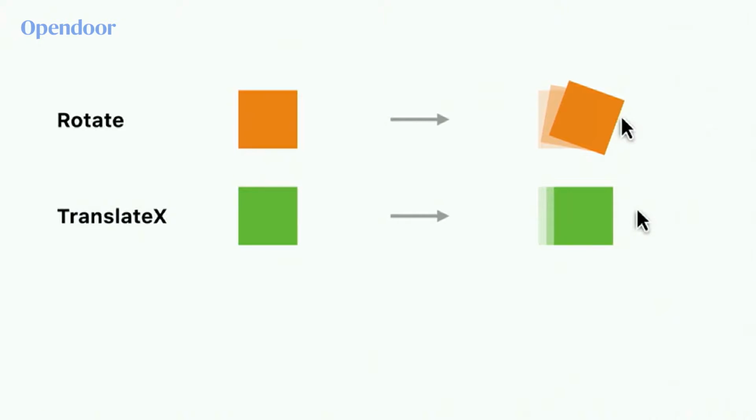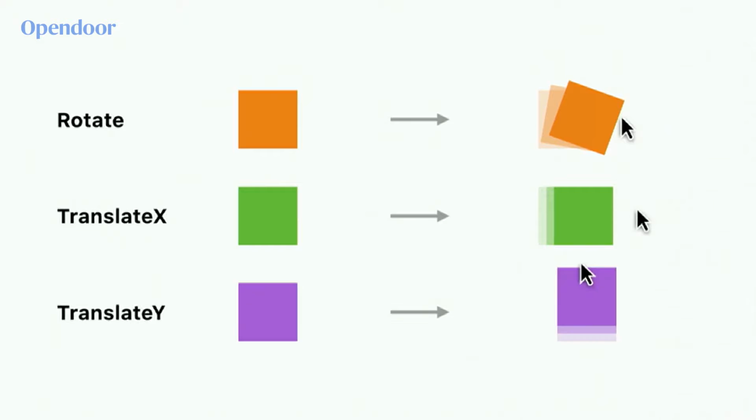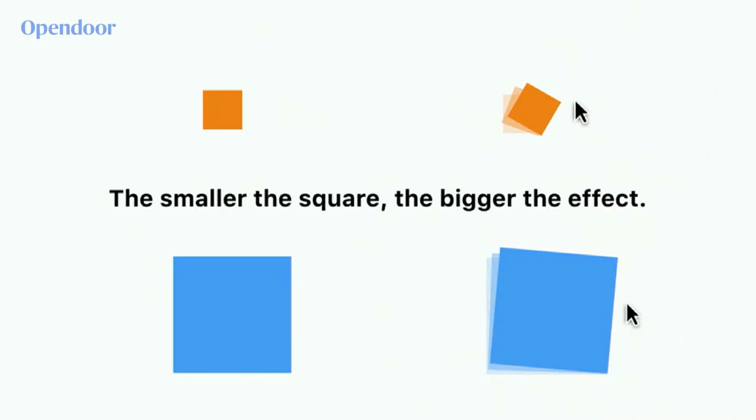One of the possible answers here is for the squares to react to the cursor, as if the squares are following the cursor around. So this means the squares can rotate towards the cursor, as well as translate along the x-axis, as well as the y-axis. Keep in mind here that to deepen the sense of space, the effect should be more pronounced on smaller squares. So for example, if the smaller square were to rotate around 10 degrees, a bigger square should only rotate around 3 degrees. This makes the smaller squares seem closer to us in space and the bigger ones farther away.